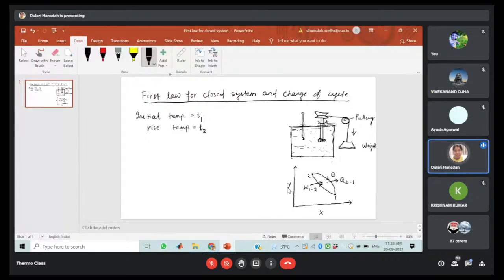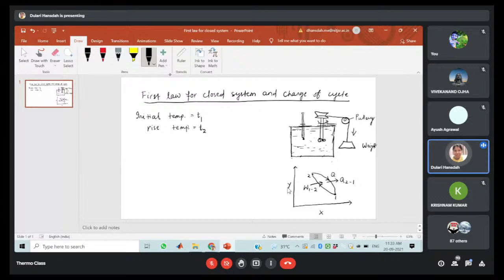Okay. Due to this work transfer, we are considering that this adiabatic vessel, inside which we are having the system, the system temperature will rise a little bit. That is your temperature T2, whereas your pressure is always 1 atmospheric pressure. The pressure is constant. So in this case, your process 1 to 2 undergoes a change of state.